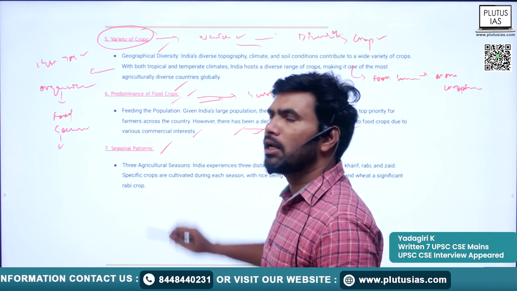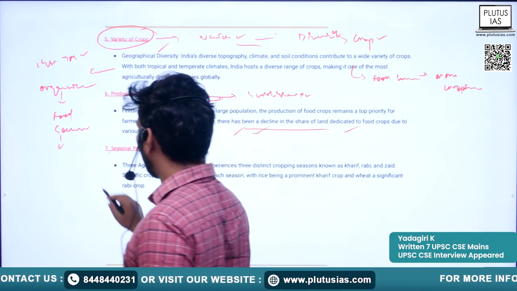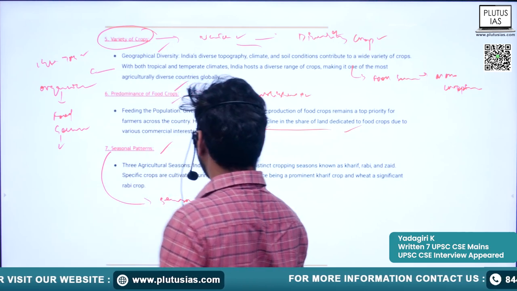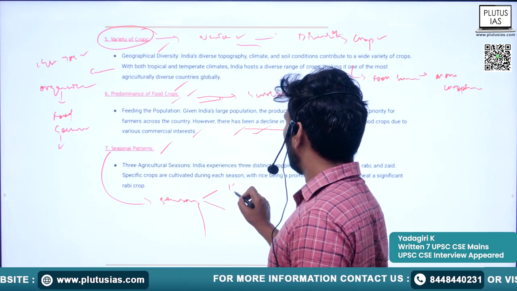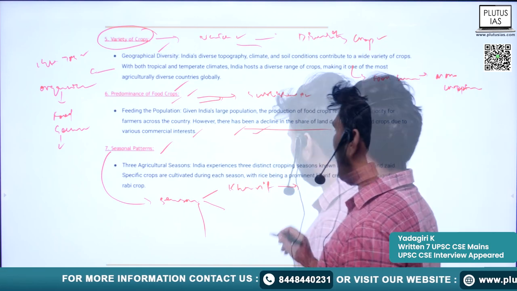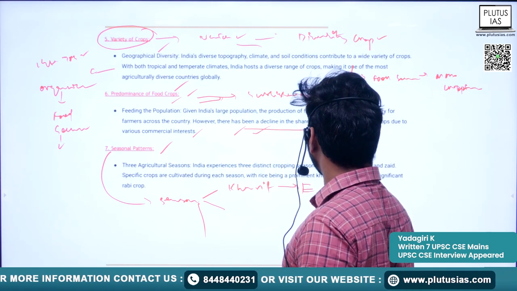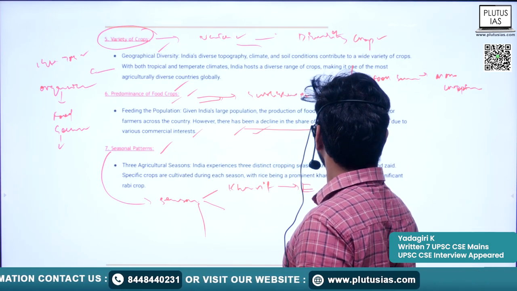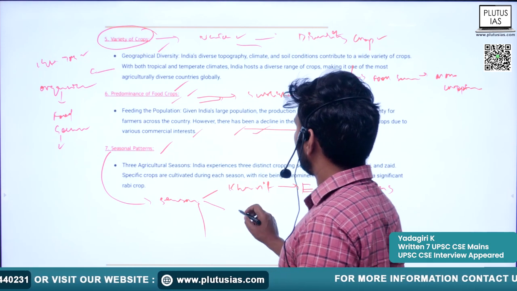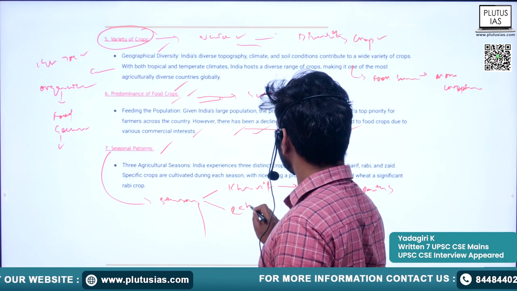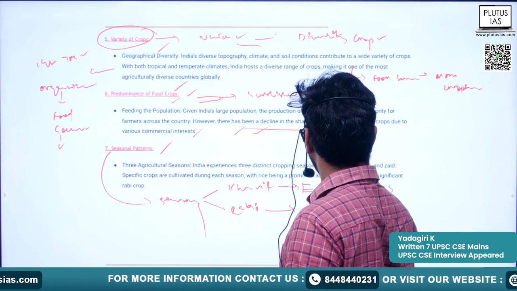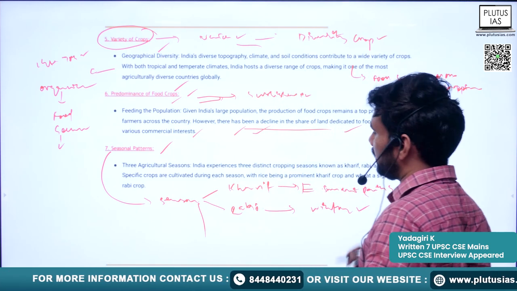Next one is seasonal patterns. India is known for seasonal cropping. There are three seasons we have already studied. That is the Kharif season. Generally, it comes during the later part of summer and the rainy season. Next is the Rabi crop. Generally it falls in the winter months.